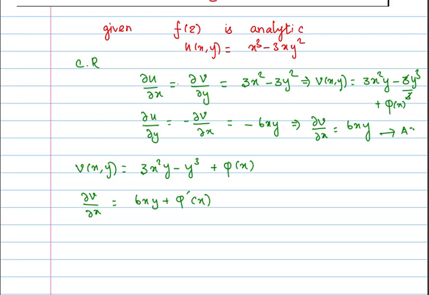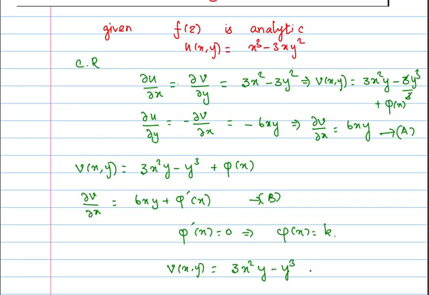So, this is A, this is B. Comparing these two, phi prime of x equals 0. This implies phi of x is a constant k. So, v of x comma y is 3 times x square y minus y cube plus some constant k.